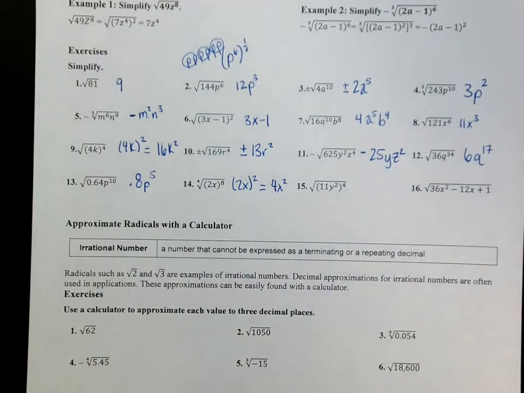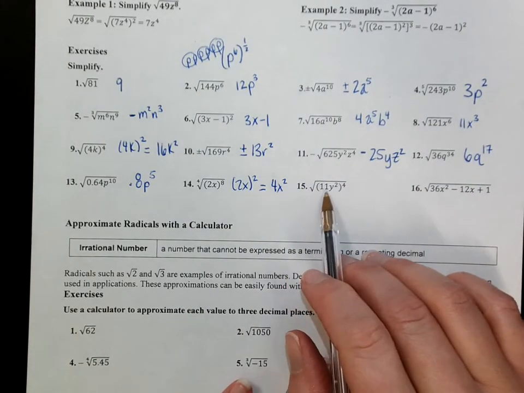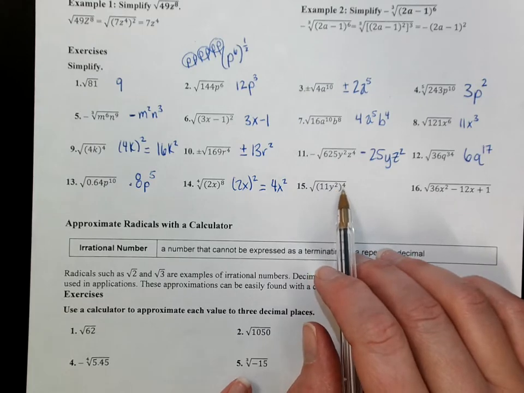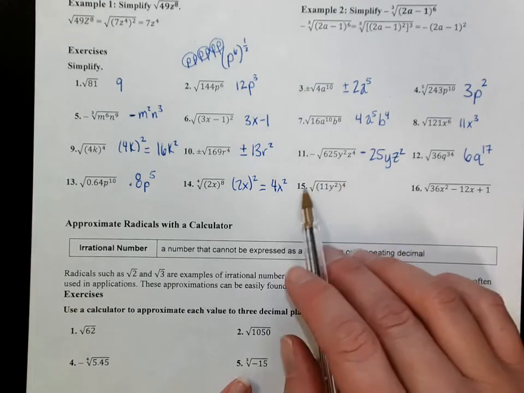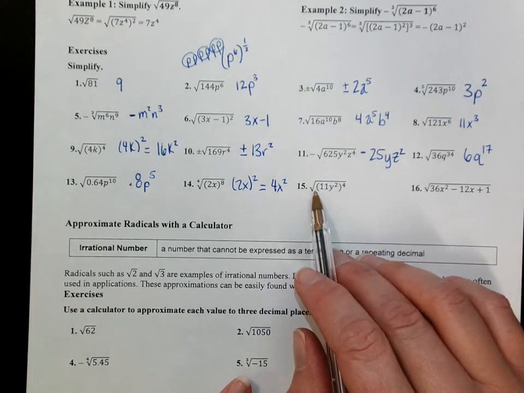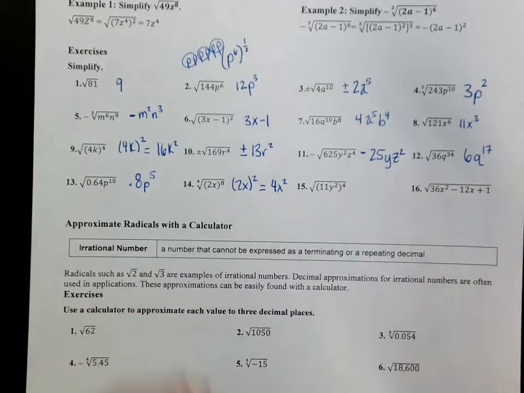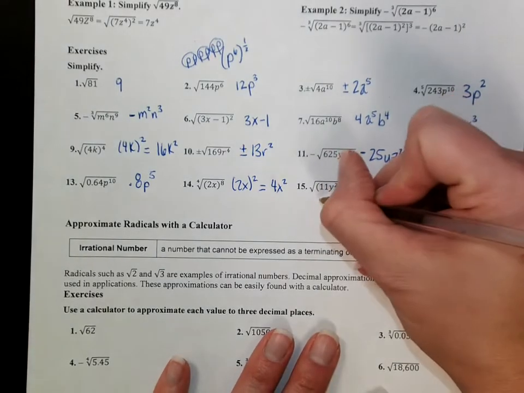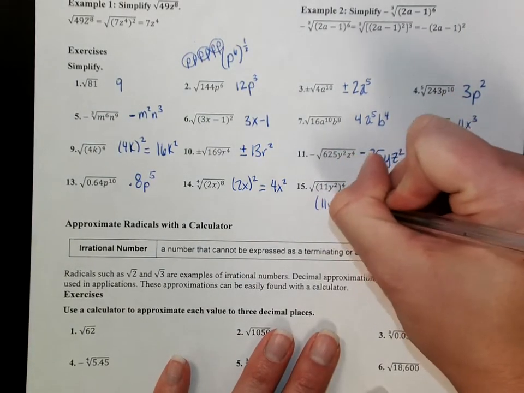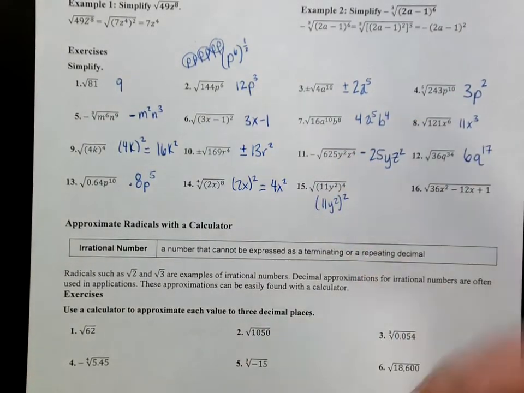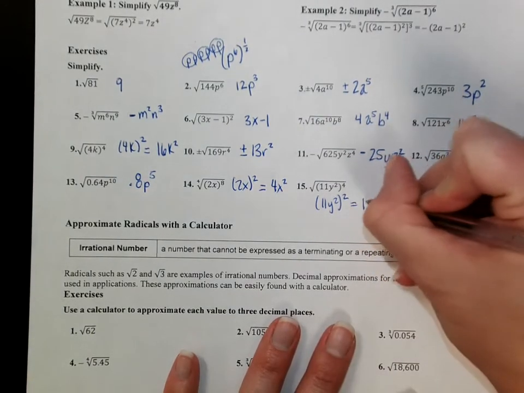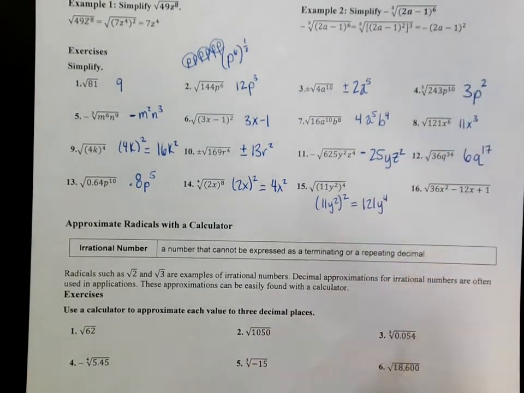Same exact thing in this next one. What is the square root of 11y squared to the 4th power? So you could go through all the steps to simplify that, but it's just totally unnecessary. Okay, I have 4 11y squared. So how many groups of 2 is that? That's 2. So this is just 11y squared squared. Or again, if you wanted to simplify that, that's 121y to the 4th power.